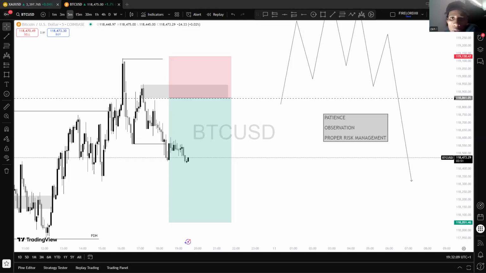Let's see if everything correlates. All right. It's just a slight difference in price.